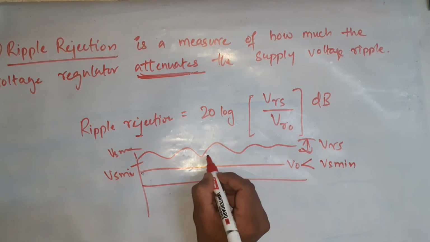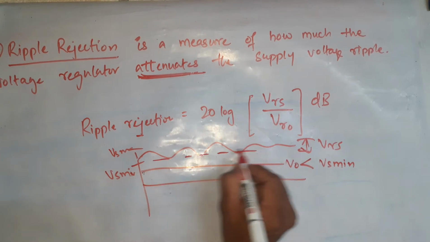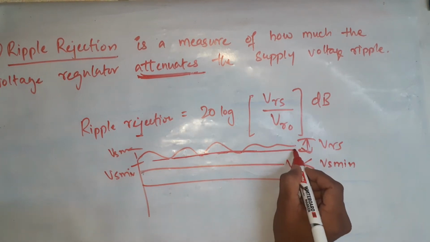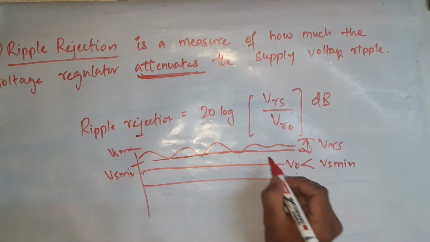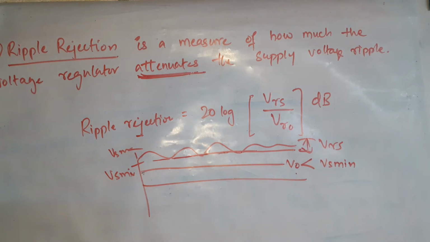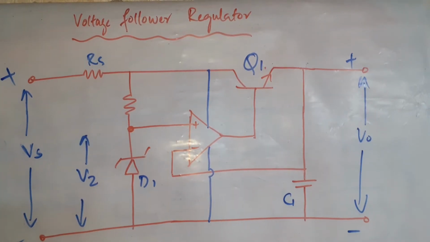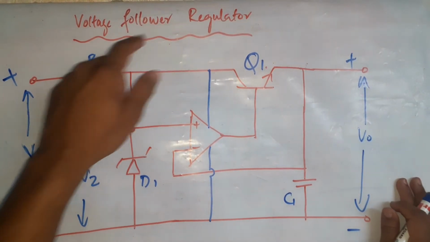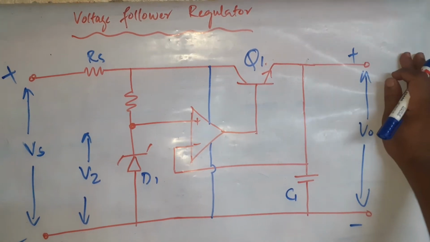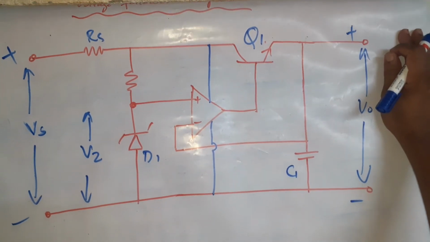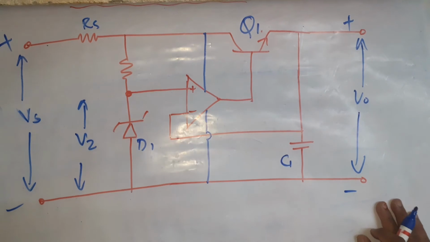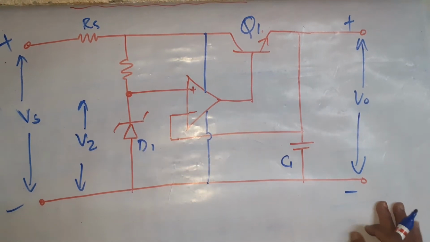Where is your Vs minimum? This is your Vs minimum. So this V0 will be lesser than this. Hope you understood. Let me explain the circuit which is remaining. Let me take you once again to this voltage follower regulator circuit, where the explanation was pending. I'll explain this first.